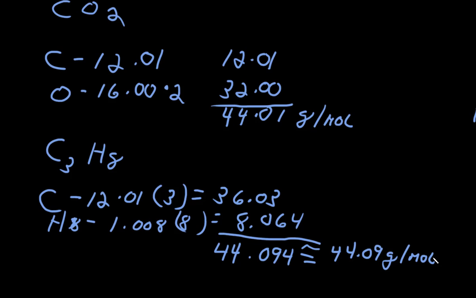So the big takeaway is you can find the mass of any element on the periodic table. And then remember, if you have a subscript, to go ahead and multiply that mass by the subscript and then add everything together.